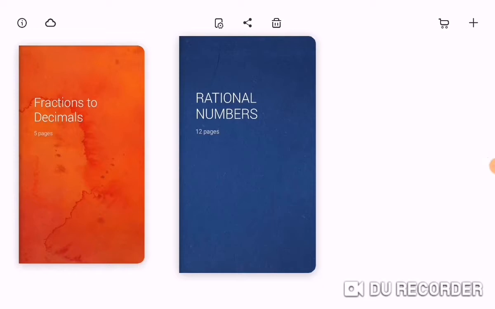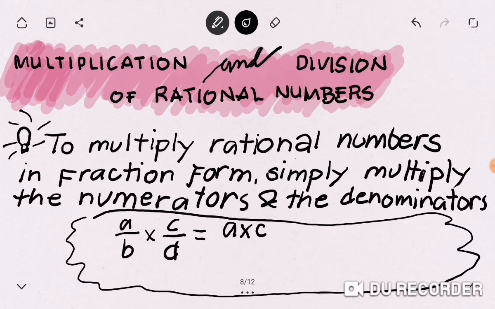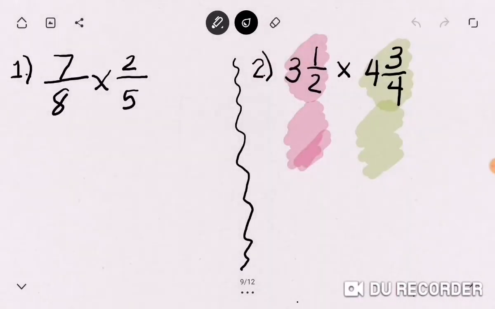Bilang pagpapatuloy ng ating aralin sa rational numbers, pag-uusapan natin ngayong araw kung paano mag-divide at mag-multiply ng rational numbers. So tandaan natin, to multiply rational numbers in fraction form, simply multiply the numerators and multiply the denominators. Or in symbol, if we have A over B times C over D, this is equal to the product of the numerators all over the product of the denominators. Okay, subukan natin yung mga ilang halimbawa.